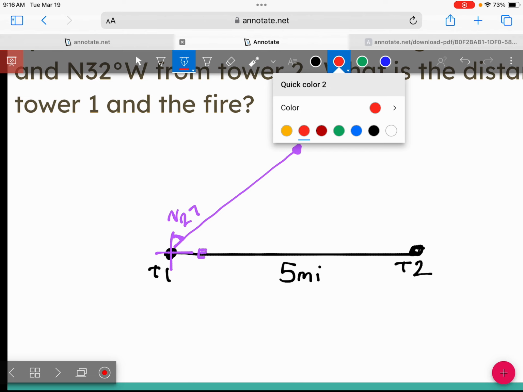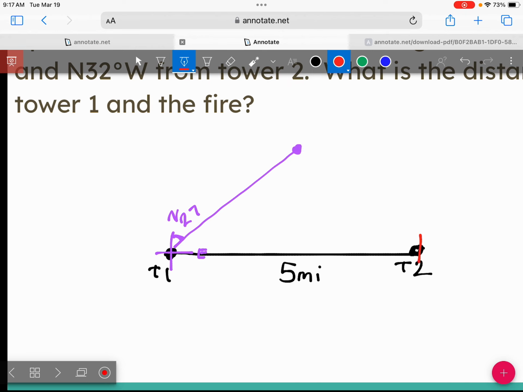Tower 2 sees the fire, and it's north 32 west. Again, it bases itself off of its own tower, north, west, east, and it goes 32 degrees west to get to that fire.